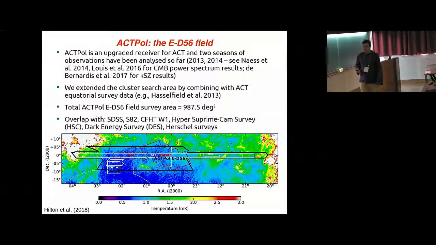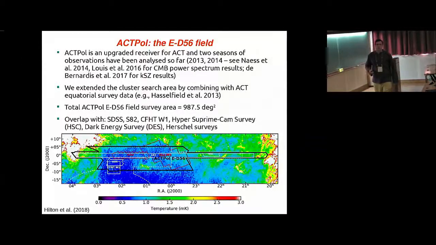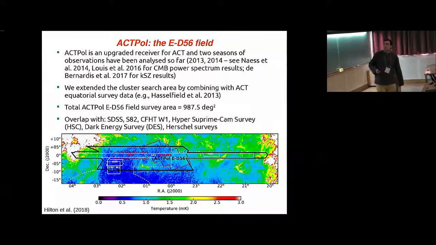In terms of the cluster search for ACTPol, we put out this catalog last year. It's based on this equatorial field inside this weird black shape. What this actually does is coadd the original ACT equatorial survey with ACTPol. ACTPol observed this bigger patch here, and we've got a survey area for this catalog of about 987 square degrees. The nice thing about being on the equator is you've got overlap with some of your favorite optical surveys. SDSS pretty much covers all of this.